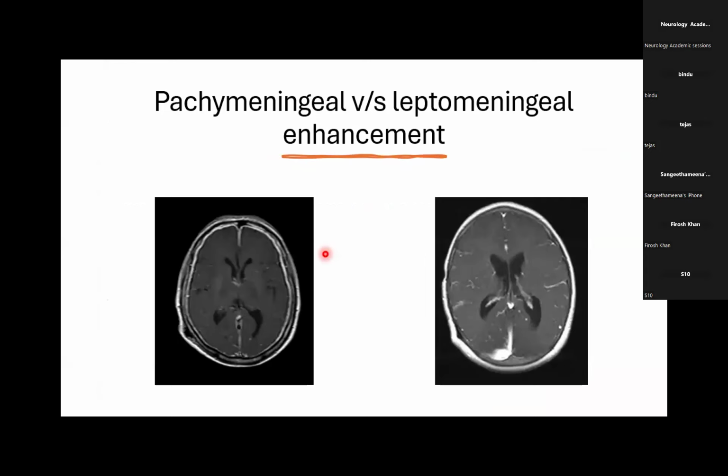In this diagram, you can see the T1 post-contrast imaging showing hyperintensities along the dura mater in pachymeningeal enhancement, whereas in leptomeningeal enhancement, the enhancement is following the gyri and the sulci.